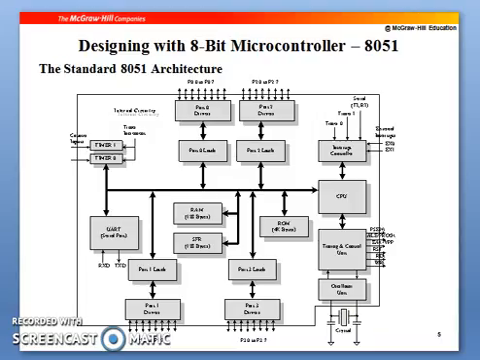Then the next one is the architecture of the 8051 microcontroller. The architecture of the 8051 microcontroller is very easy. You can imagine that the 8051 comes with a 40-pin configuration. These pins are divided into 4 parts: port 0, port 1, port 2 and port 3. In all, the 8051 architecture consists of 18 blocks.